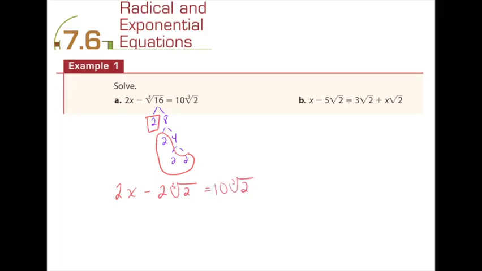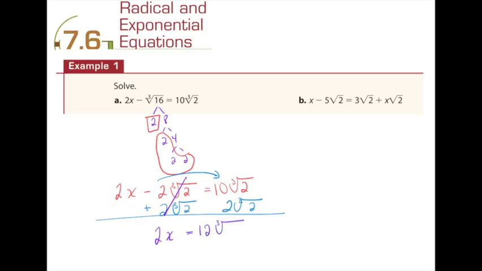And so then I am going to move all of my radicals to one side, kind of like I would if I had variables of 2x and 10x or something like that. So I'm going to move this over to the other side with addition. I'm going to say 2 cubed root of 2, 2 cubed root of 2, and then I'm just going to add them. So over here they cancel. I'm left with just that 2x. Over here I have 10 plus 2, that's 12 cubed root of 2.